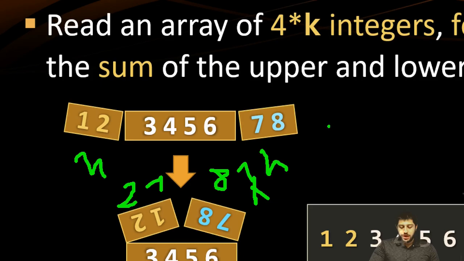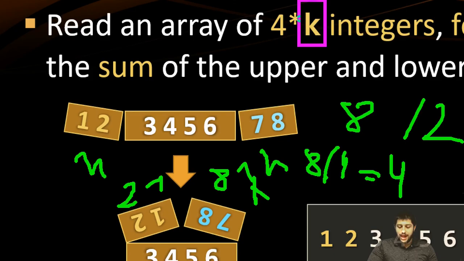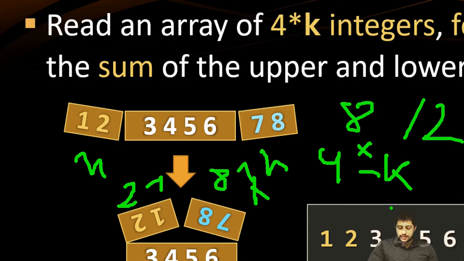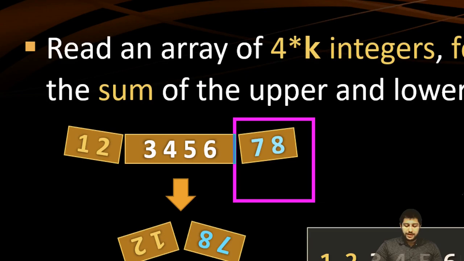Well, basically, 8 divided by 2 is equal to 4. And we see here that dividing 8 by 4 gives us k. Or, in other words, 2 is the k portion of the count. So we have 4 times k, and in our case, k is 2, which equals 8. This is how we know that k is the number of items at the beginning and at the end that we get and fold. Why?